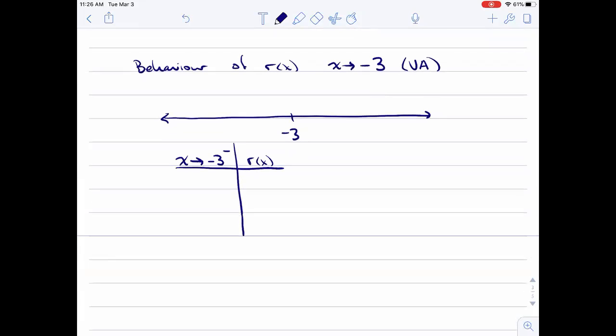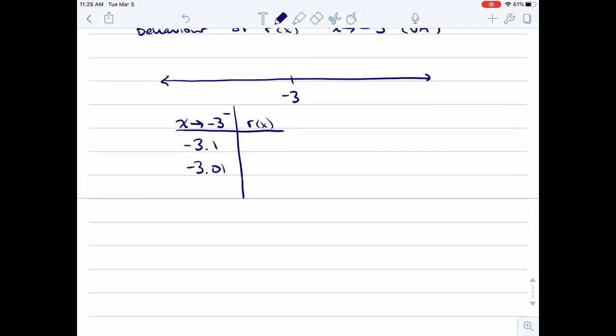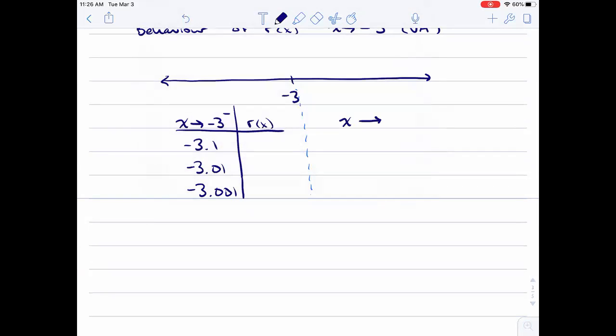Since I've got room for 3 of these, from negative 3 from the left, that puts me at things like negative 3.1, negative 3.01, negative 3.001. I'm inching closer to negative 3 from the left. And then I can kind of break up the space here at negative 3. Then I'm going to look at how r of x behaves as x approaches negative 3 from the right.